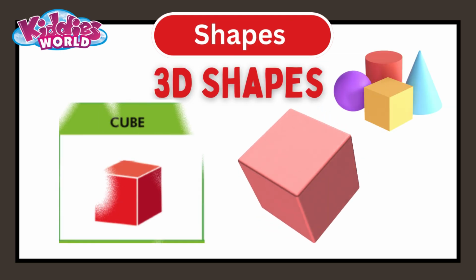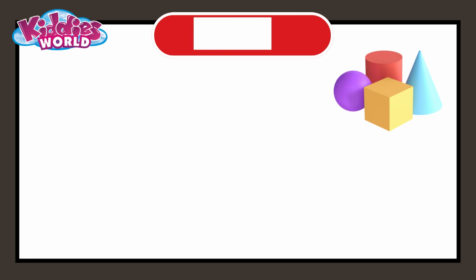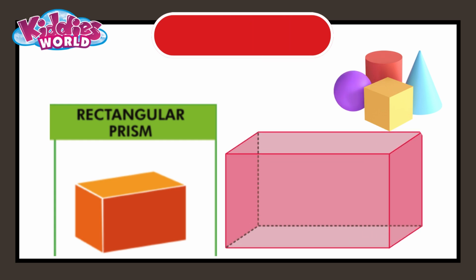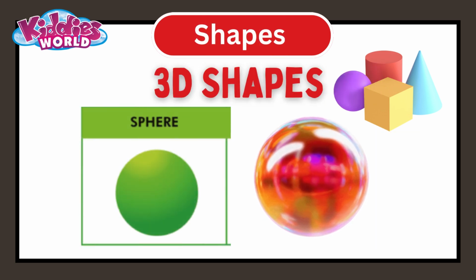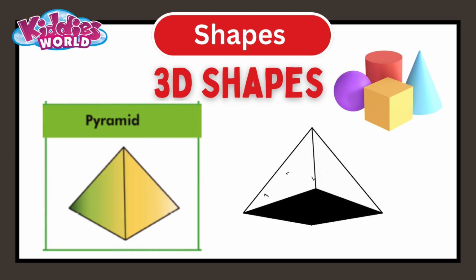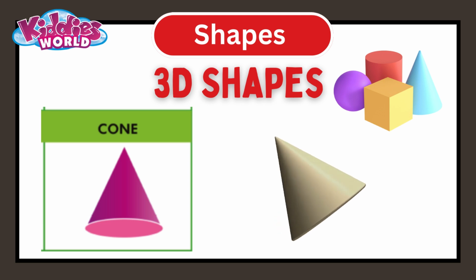A cube looks like a dice. A rectangular prism is like a box. A sphere is like a ball. A pyramid is like the Egyptian pyramids. And a cone looks like an ice cream cone.